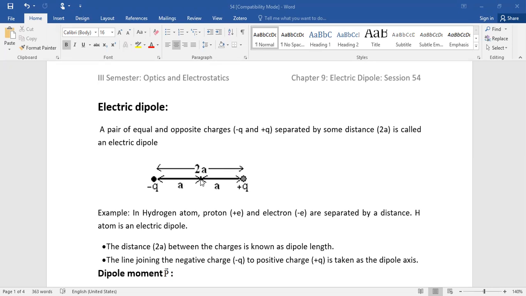From the center, one charge is at distance A and the other charge is also at distance A. The total distance is written as 2A.